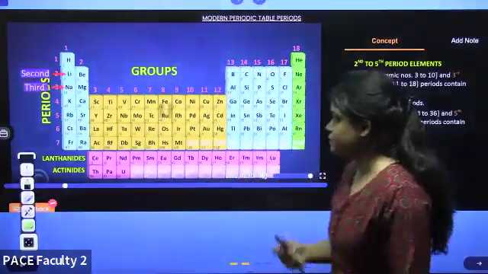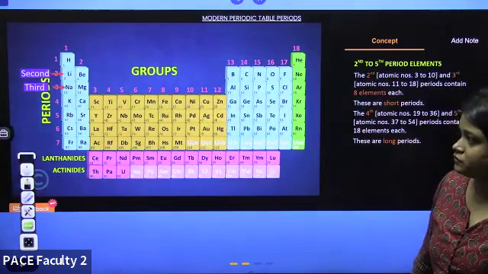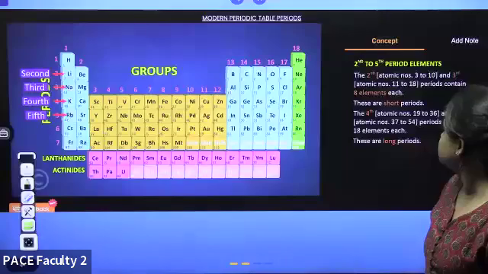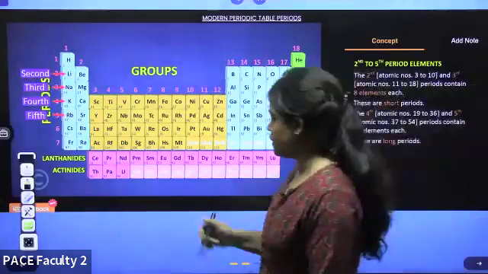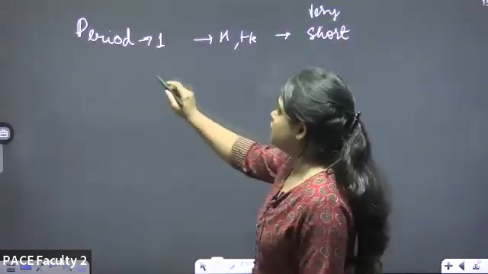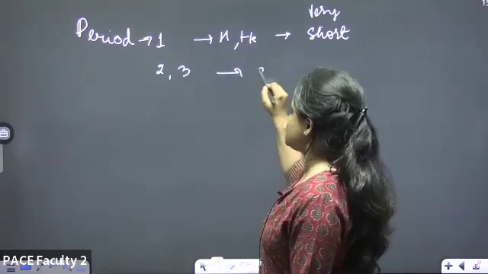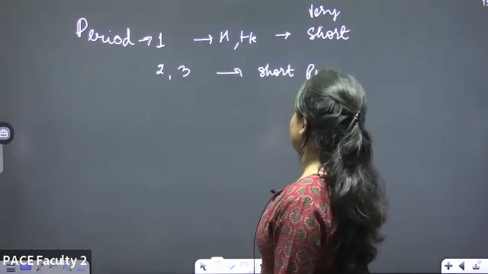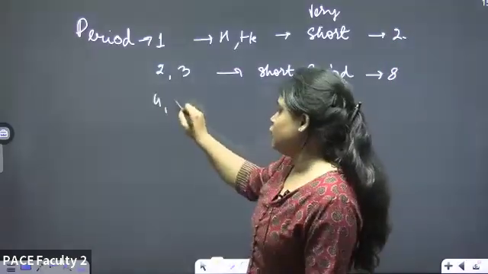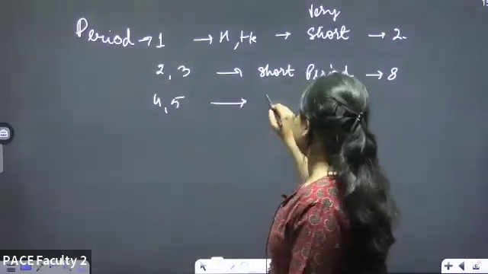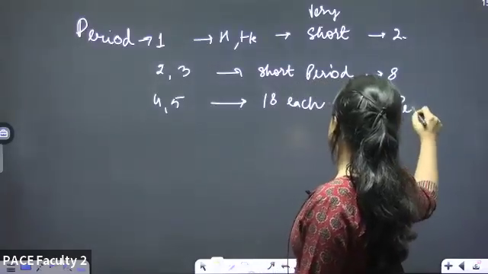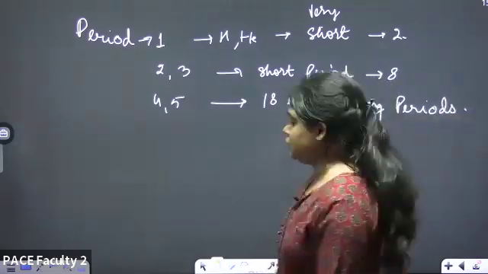Atomic numbers 3 to 10 in the second and atomic numbers 11 to 18 in the third period. These are short periods, okay? So this is the very short period. Then the second and third periods are the short periods, because they have how many elements each? 8 elements each. Then 4 and 5 have 18 elements each. That is why they are also called the long periods.